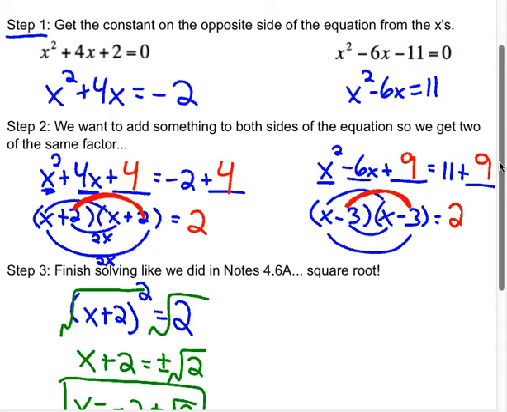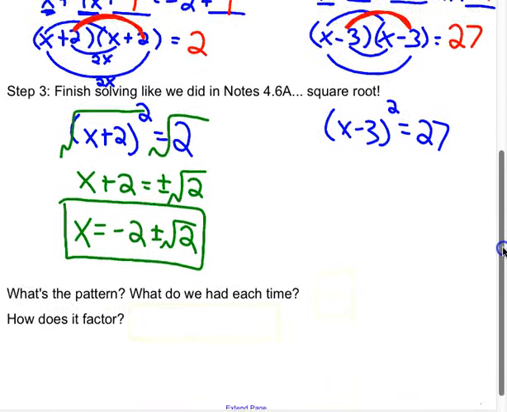11 plus 9 gives me a 27 over there. And so now I've completely rewritten this. X minus 3 squared equals 27. I haven't changed its value whatsoever, but I've completely changed the way that I'm looking at it. I changed the way that it looks because now I can follow the process that I showed you on that first page.